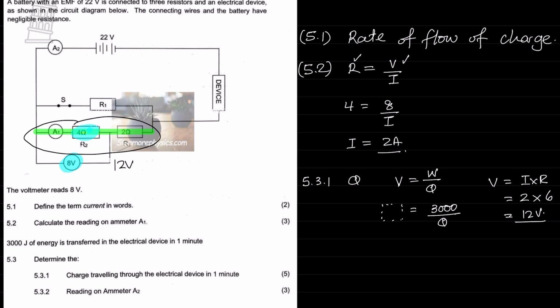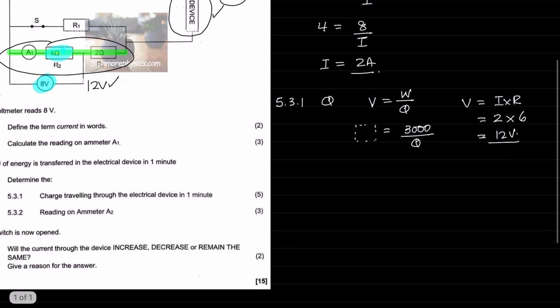What's more important though is that we can work out the voltage for the device, because this 12 plus the device must give us the 22. So the device will be 22 minus 12, which is 10 volts. Now that we know the voltage, we can substitute it into our original equation here and solve for Q. Q is going to equal 300 coulombs.